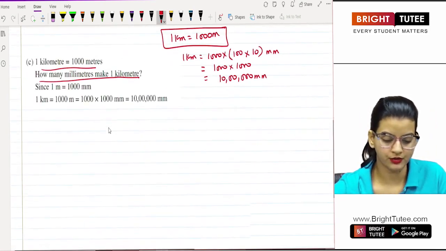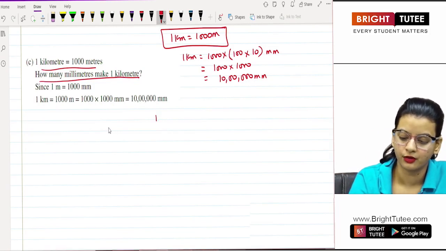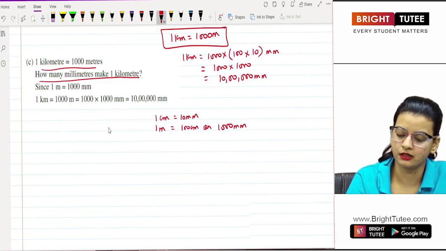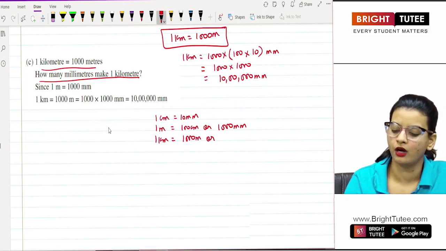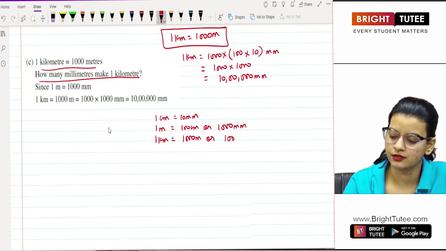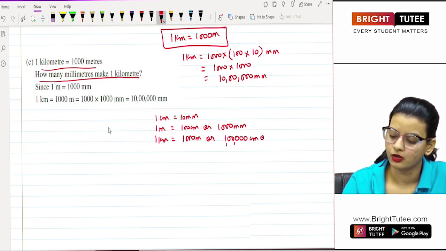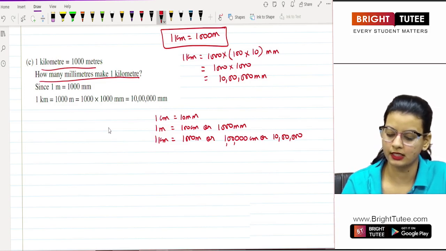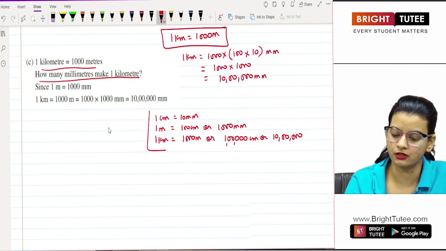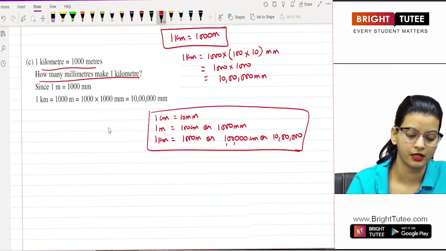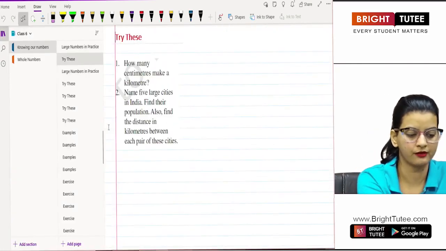Now let's try and remember these conversions. We have 1 centimeter is equal to 10 millimeter. We have 1 meter is equal to 100 centimeter or 1000 millimeter. We have 1 kilometer is equal to 1000 meter, or 1 lakh centimeter, or 10 lakh millimeter. So, this is the conversion that we are keeping in mind. Let's now move forward. We have a try at these questions now.